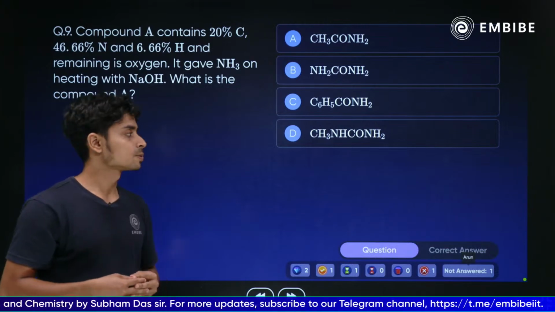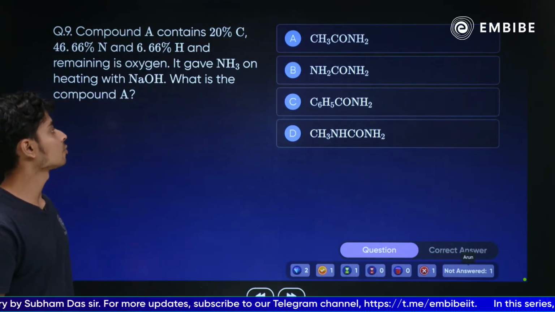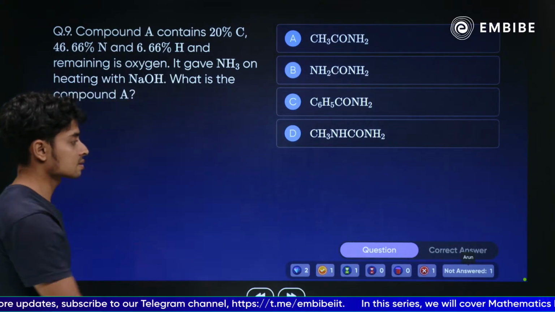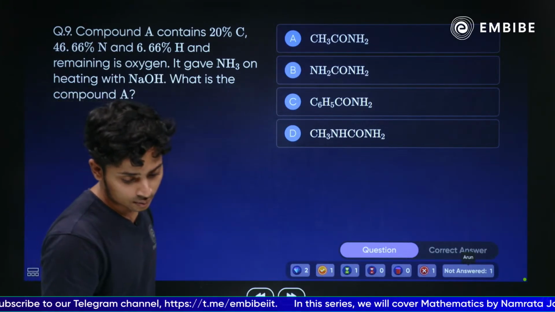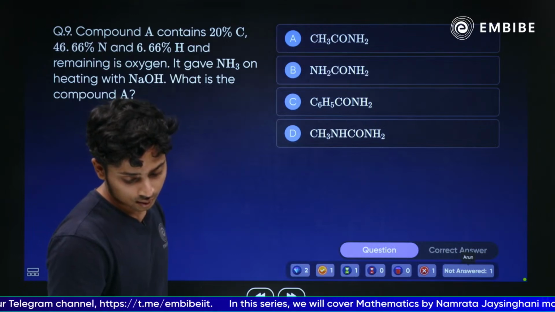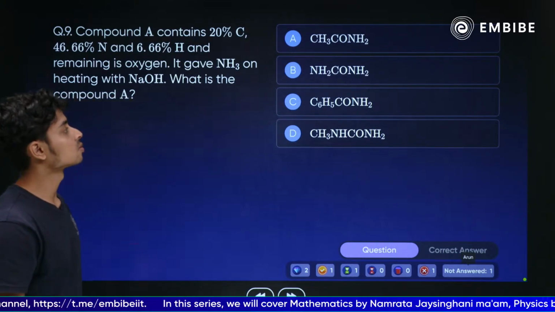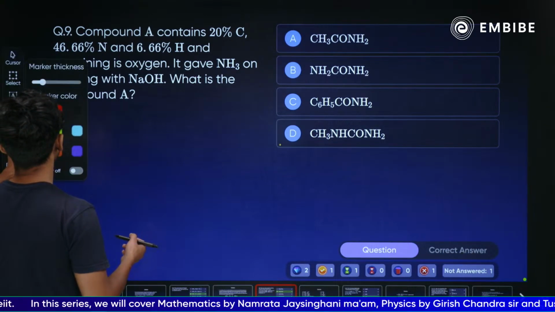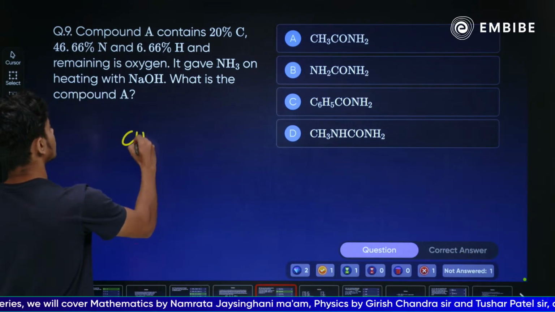Okay, sorry for the disruption. So here, if you find the empirical formula, we'll see the calculation in the next slide. The empirical formula that you will get should be CH4N2O. Okay, this is the empirical formula you should get.